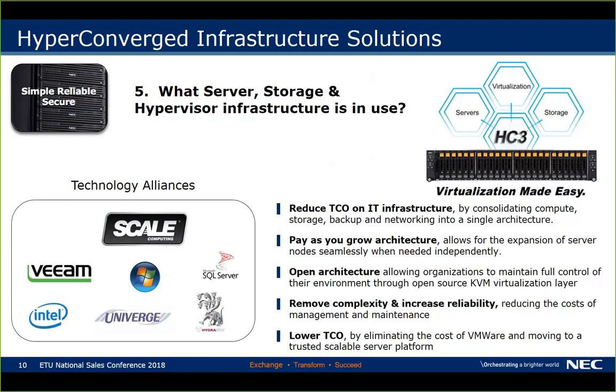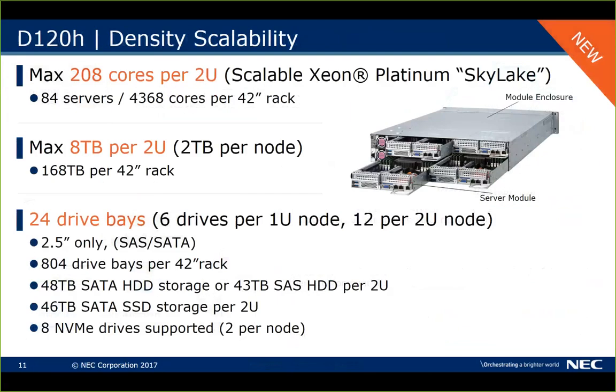So what is the D120? This is our density scalable server. There are two different flavors. This is the first flavor. It's 4 half-height nodes in a 2U chassis. And these nodes, we can pack pretty dense.